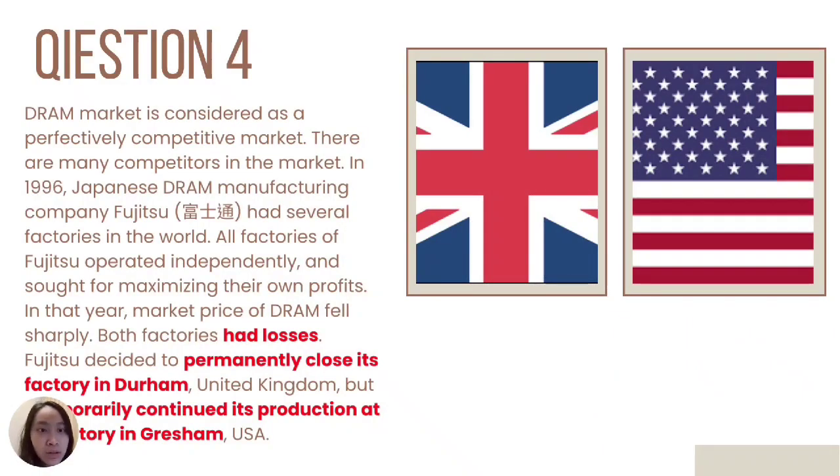The DRM market is considered a perfectly competitive market. There are many competitors in the market. In 1996, the Japanese DRM manufacturing company Fujitsu had several factories in the world. All factories of Fujitsu operated independently and sought to maximize their own profits. In that year, the market price of DRM fell sharply. Both factories had losses. Fujitsu decided to permanently close its factory in Durham, United Kingdom, but temporarily continue its production at a factory in Gresham, USA.